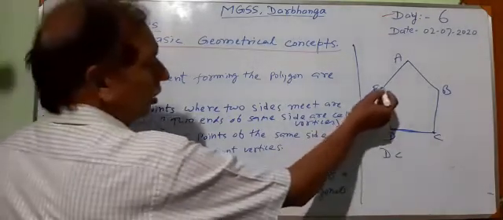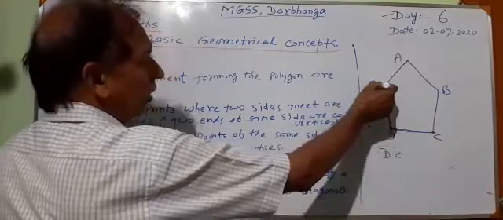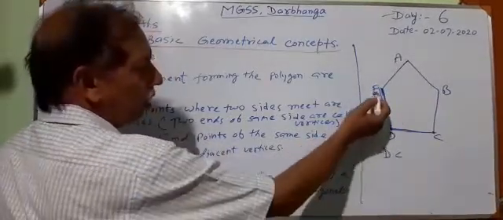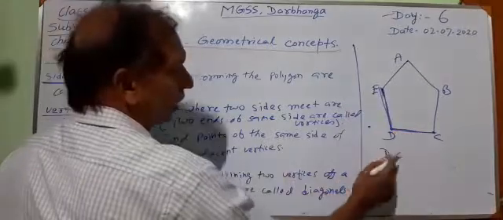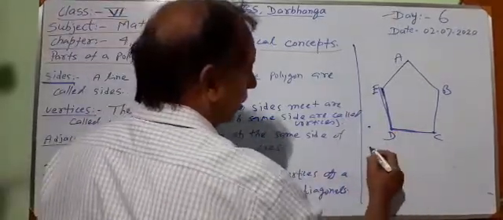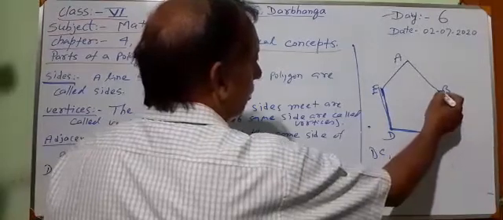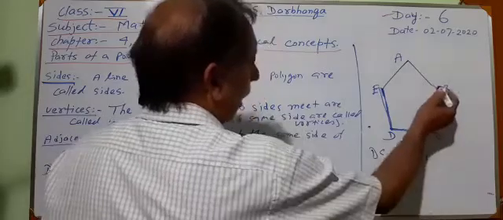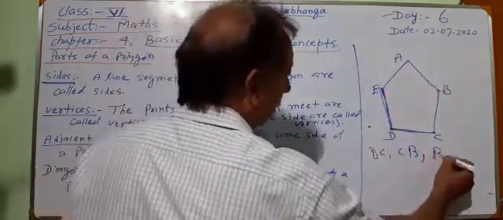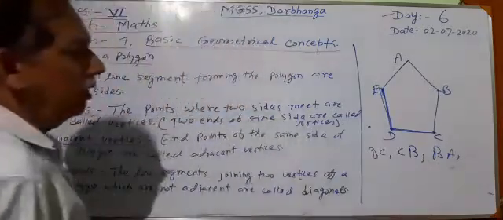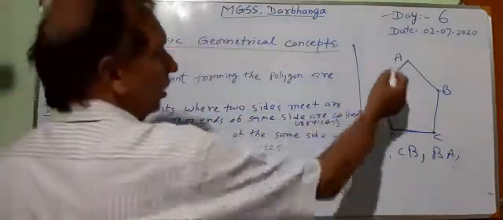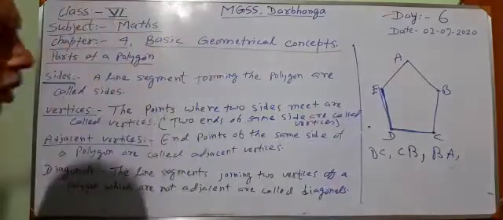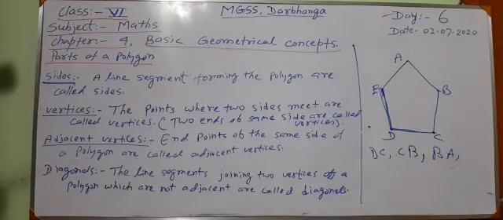Again D and E. ED is also a line segment, and this line segment also has two endpoints. One is E, the other is D. So E and D are adjacent vertices. Again C and B are adjacent vertices. B and A are adjacent vertices. A and E are adjacent vertices. Or we can also define it as a common point where two sides meet.